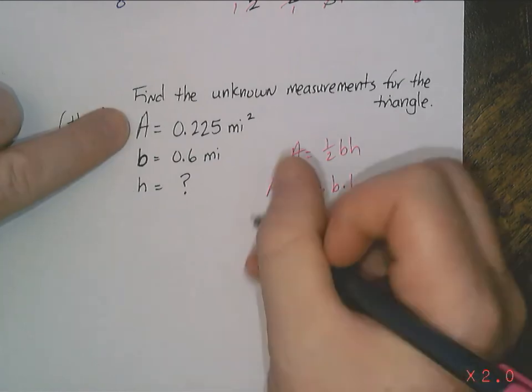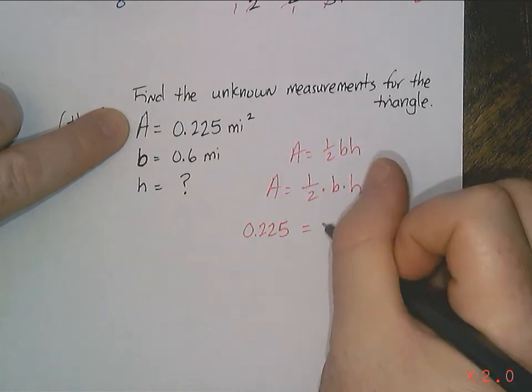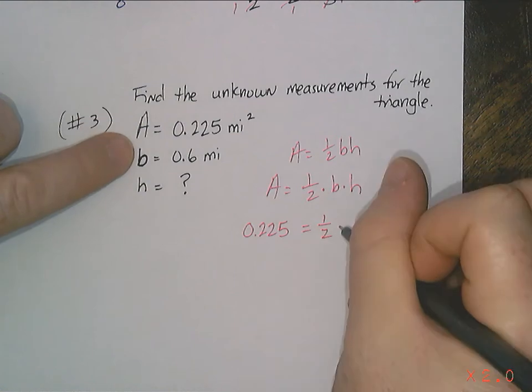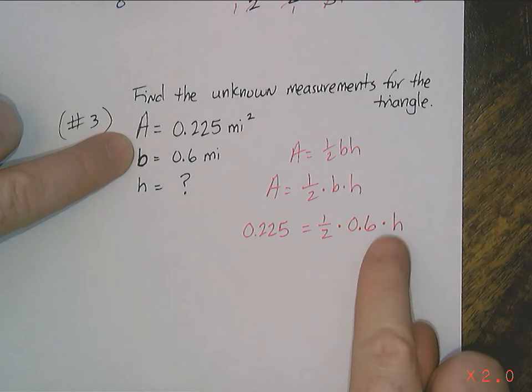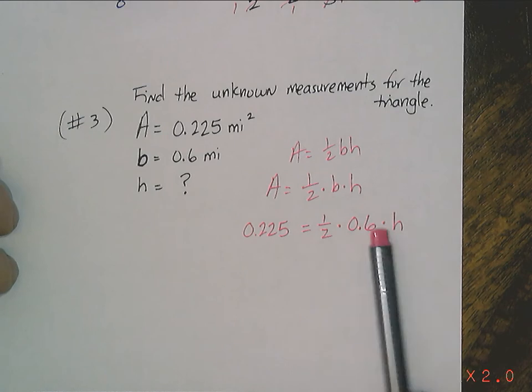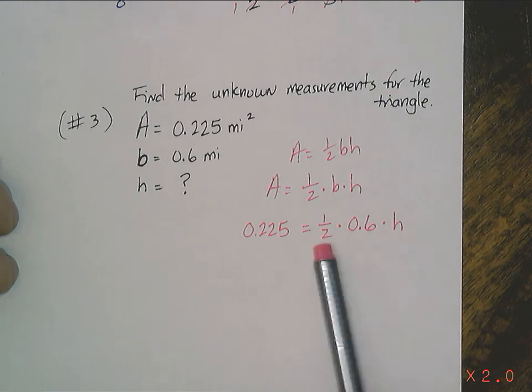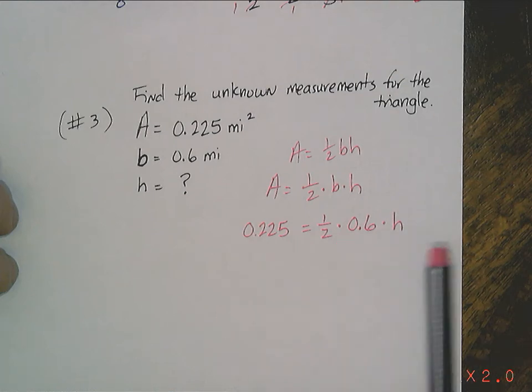So area is 0.225, right? We've got 1/2 here, that stays the same. The base is 0.6, but we don't know the height. That's what we need to figure out. If you recall, a few weeks ago we talked about one-step equations. This is a one-step equation. If you recall helping us solve for h, what you want to do is go ahead and solve this here. Then you're going to divide both sides by whatever you're multiplying by h.